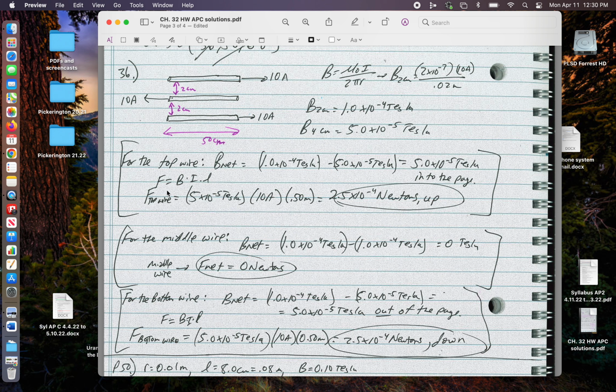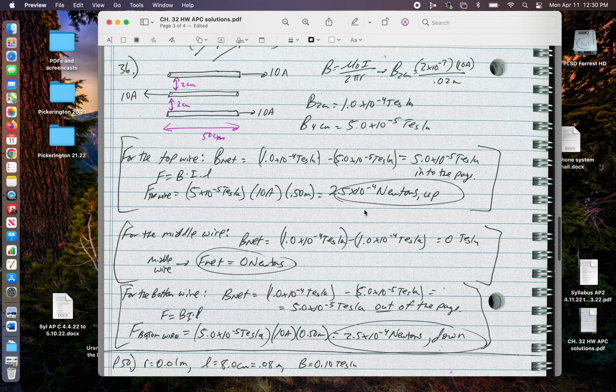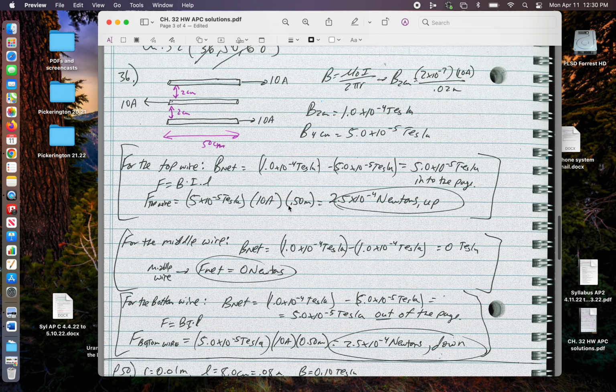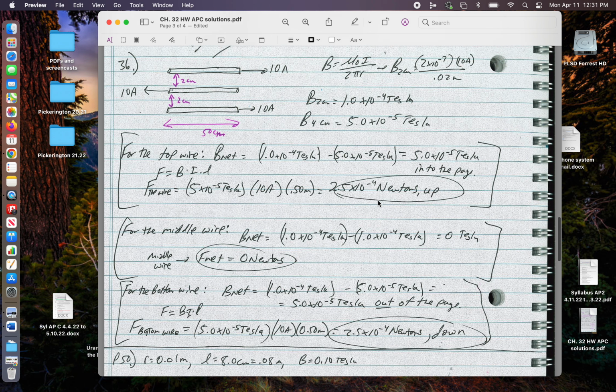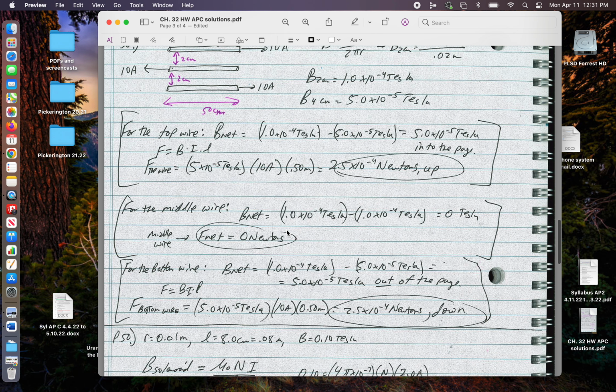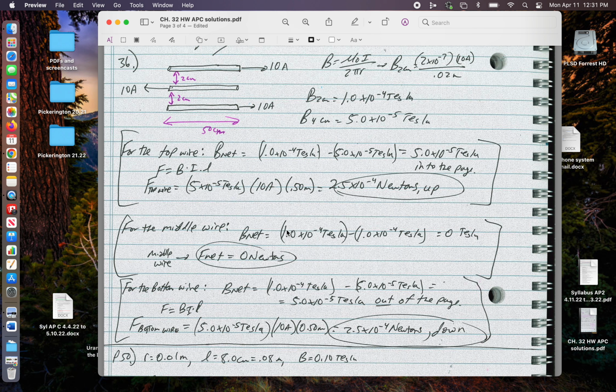Plug that into F equals B times I times L, and I get that as the force on that wire. Now, if I look at the direction of the current in the wire and the fact that the magnetic field is going into the page, then that lets me know that the force is upward using the right-hand rule. Here in the middle, each of the wires is actually causing the magnetic field to go the opposite direction. So one of them into the page, one out of the page here. So I have no net field at this point on this wire, and therefore no net force.